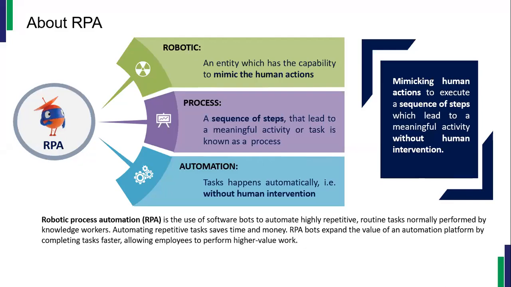Yeah, so RPA is a software technology only, as I said, which includes software bots. It is an acronym of Robotic Process Automation. As you know, a robot mimics human actions. Whatever we do on our system, the robot will mimic our actions and convert them into flows to deliver our automations.